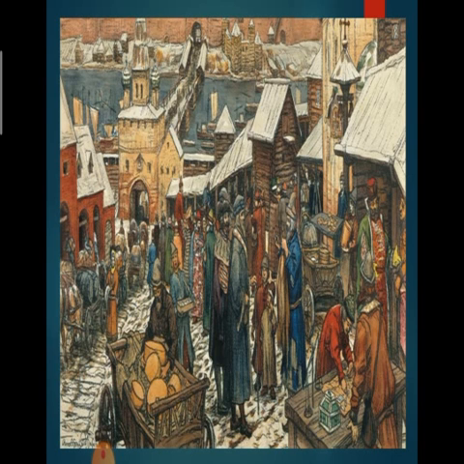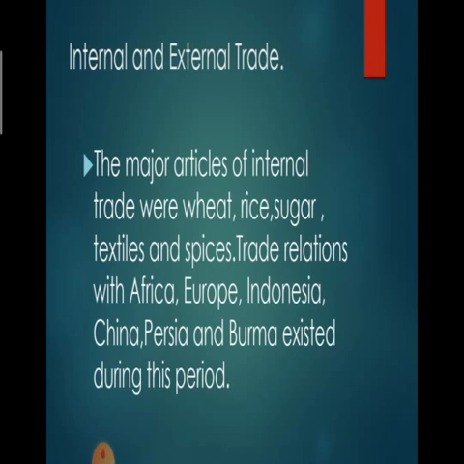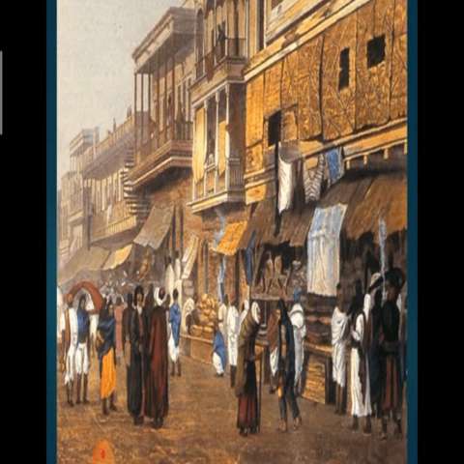Next is internal and external trade. Accounts of foreign travelers shed ample light on the self-sufficiency of the villages, towns and cities. Major articles of international trade were wheat, rice, sugar, textile and spices. Sea and land routes were used to conduct trade. Superior quality rice and sugar from Kannauj, wheat from Punjab, and sugarcane and textile from Bengal found their way to the markets of Delhi. Trade relations with Africa, Europe, Indonesia, China, Persia, and Burma existed during this period.